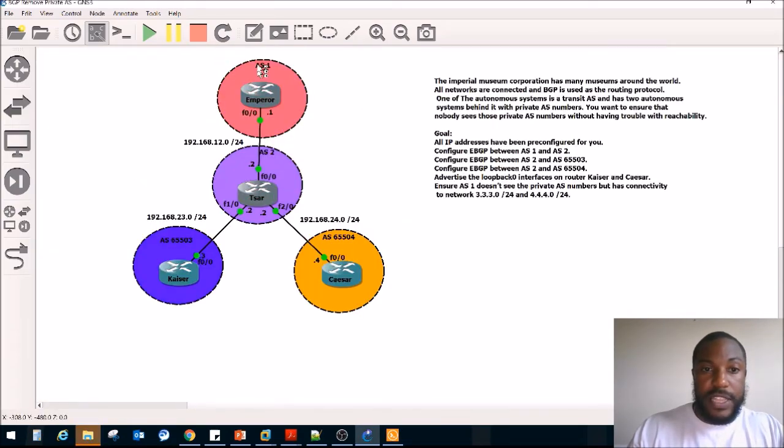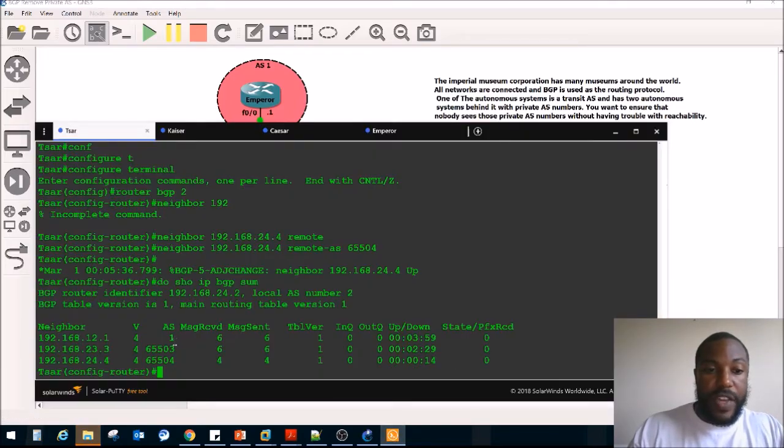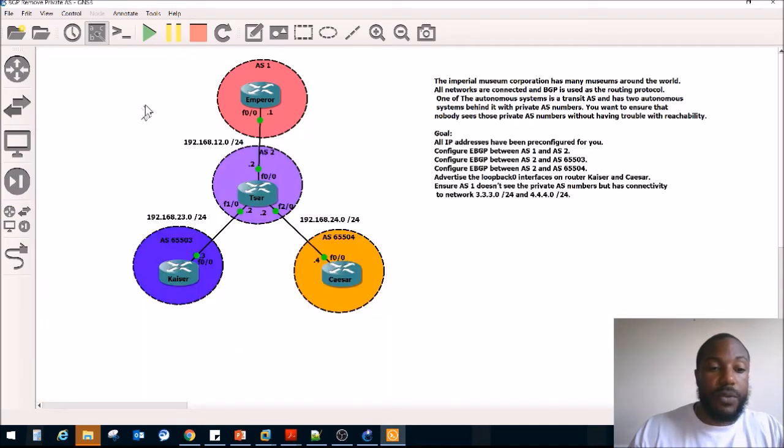His neighbors are this guy, and that guy, right? Okay, so notice how the ASs are being shown here. He's saying that 12.1, that guy sits in AS1. We've got this guy sitting in AS 65503, which is a private ASN, and this one sits in 65504. That one right there, right? This one sits in 65504.